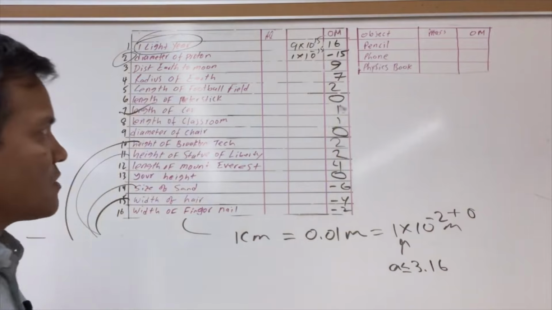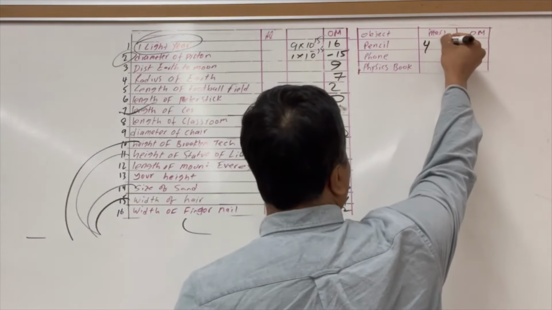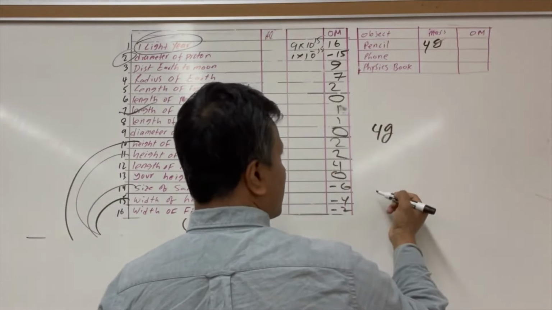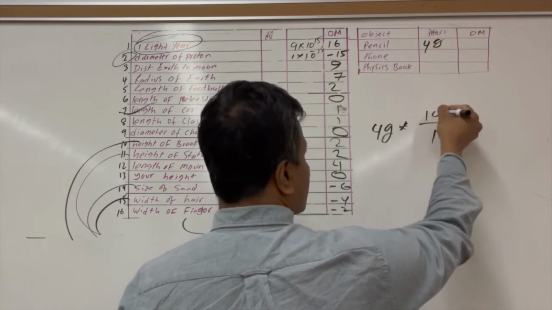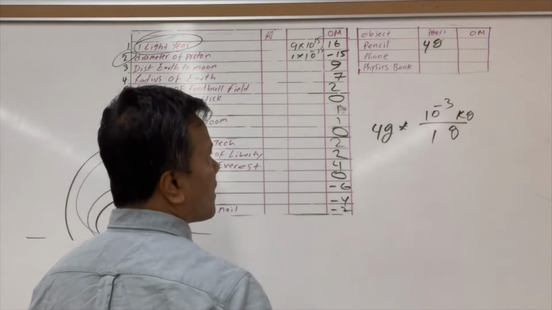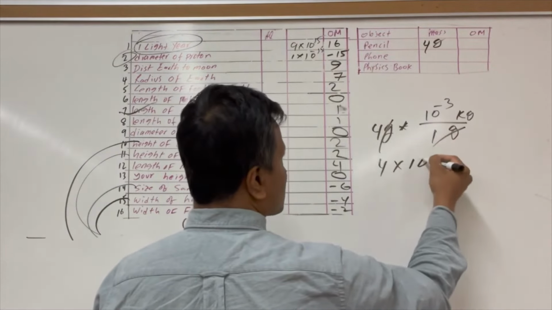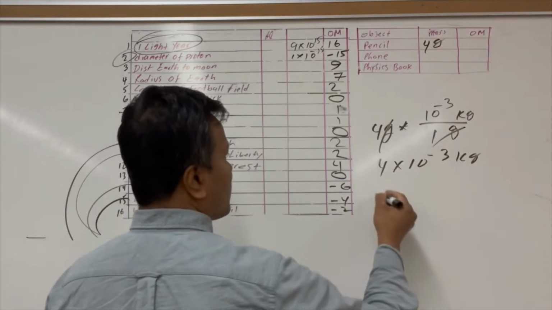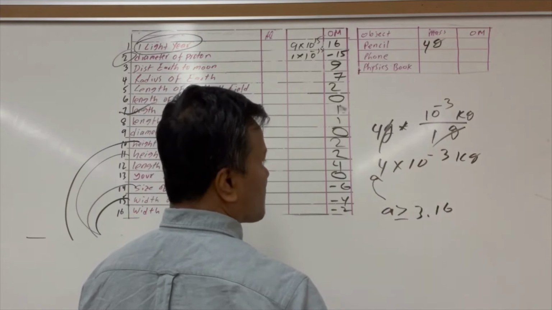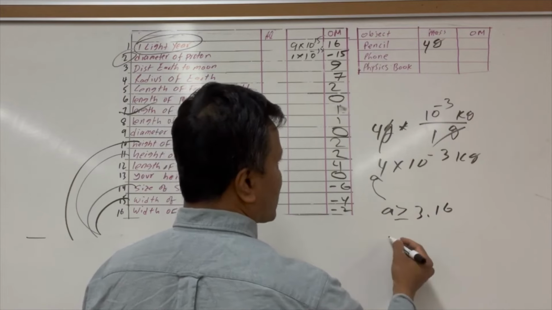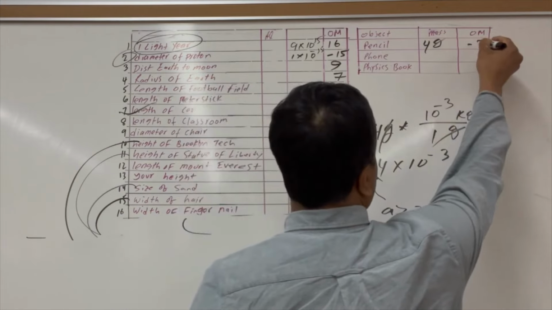Object mass and order of magnitude. A pencil is 4 grams. One pencil is 4 grams. 4 grams is not an SI unit, so we have to convert it to kilograms. 1 gram is 10 raised to negative 3 kilograms, grams cancel, so 4 times 10 raised to negative 3 kilograms. A is 4, which is bigger than 3.16. So what does that mean? We have to write negative 3 plus 1, so negative 2. Order of magnitude is negative 2.